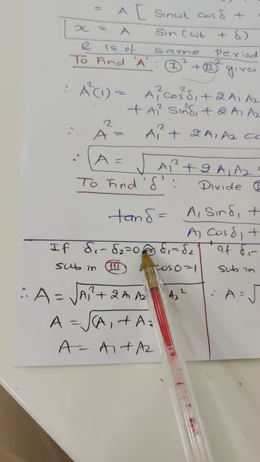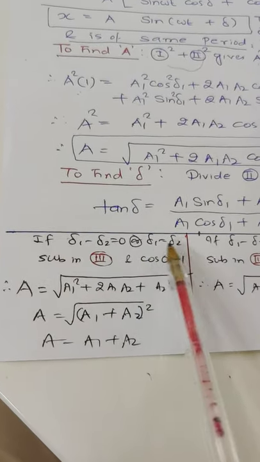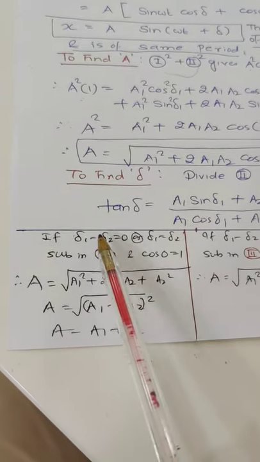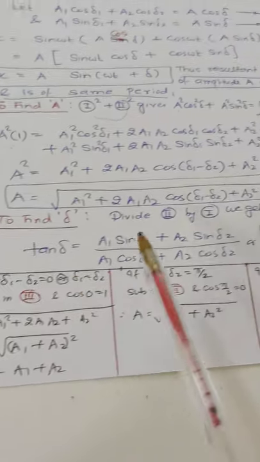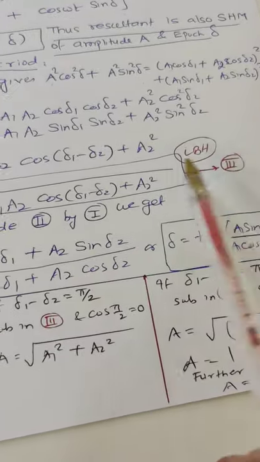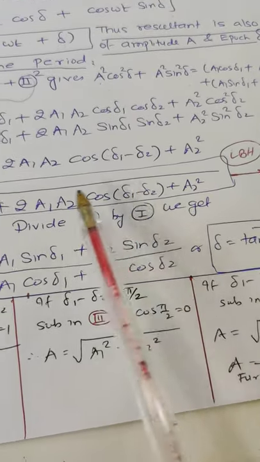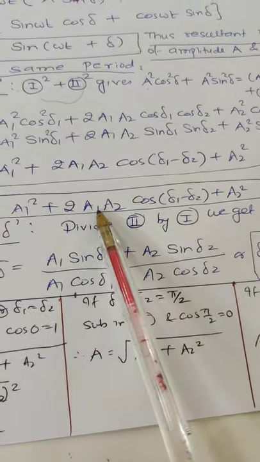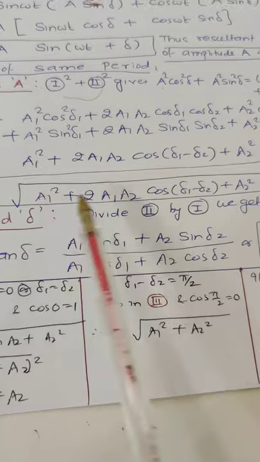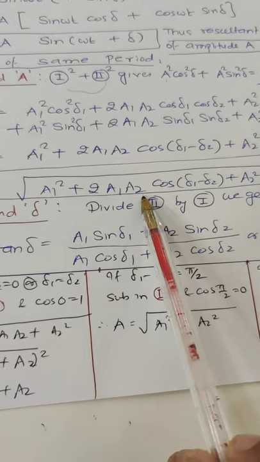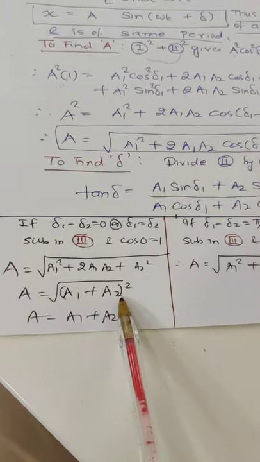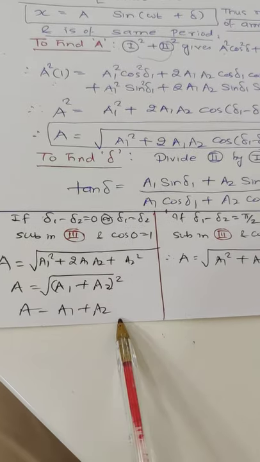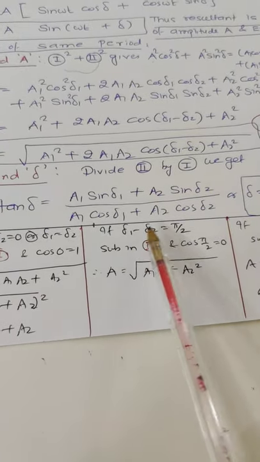If phase difference is 0, that is, if epochs are equal, then what do you do? Substitute delta 1 minus delta 2 equal to 0 in equation number 3. Here we will write 0 instead, so what is cos 0? cos 0 is 1, so it will become root of A1 square plus A2 square plus 2 A1 A2, that is root of A1 plus A2 whole square, that is A1 plus A2.